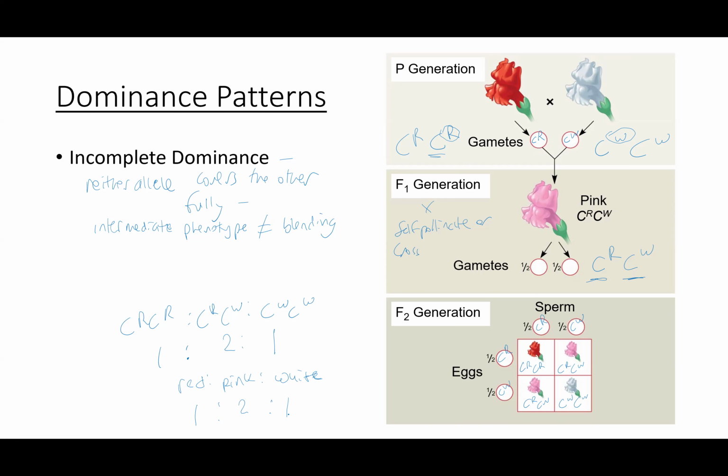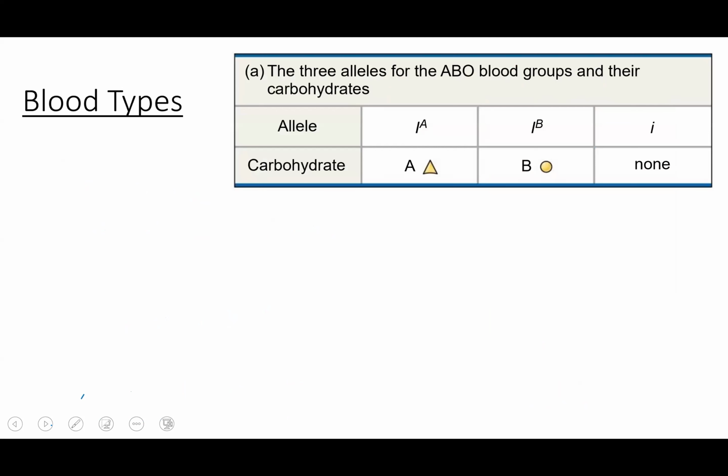So if you really grew snapdragons and there are 4 flowers, you're not guaranteed to get 1 red and 2 pink and 1 white. It's not a guarantee. That's just an expectation. This is a prediction we can make, a hypothesis that we can make. So incomplete dominance is one of the different ways that we can inherit traits. When we talk about blood types, we're going to talk about 2 other kinds of inheritance patterns that are included in blood types.